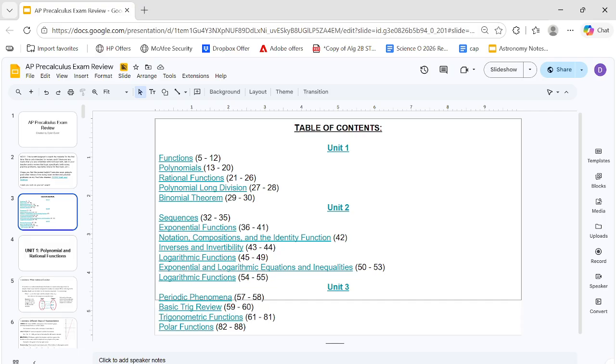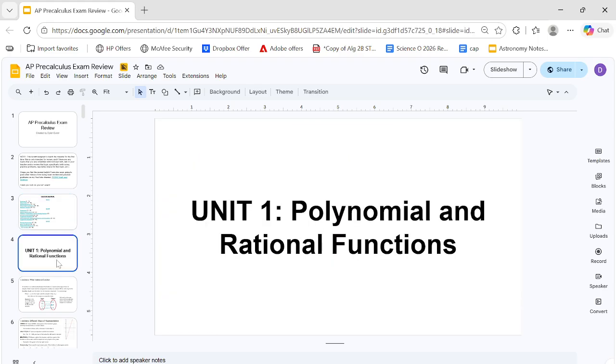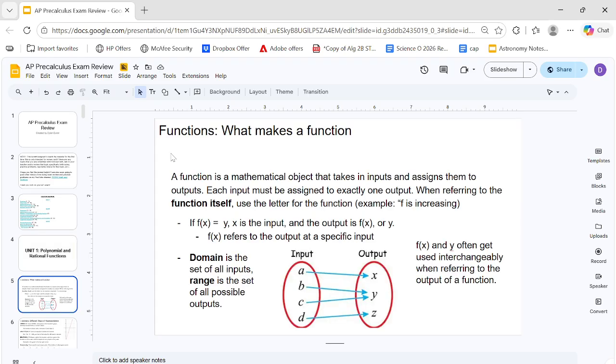This is the table of contents. First I'm going to go over Unit 1, and then we'll move on to Unit 2, and then on to Unit 3. Alright, Unit 1 is polynomial and rational functions.